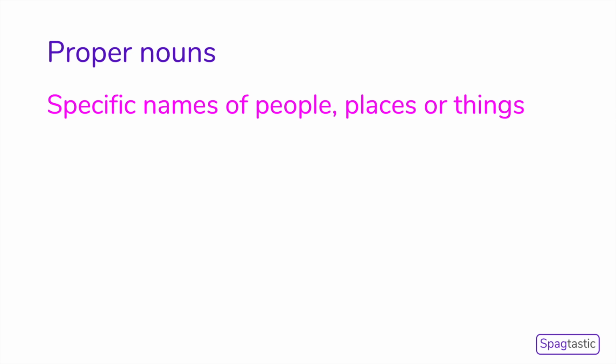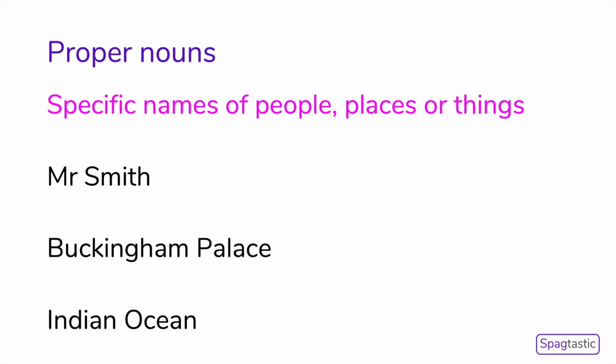Proper nouns are the specific names for people, places or objects. For example, Mr. Smith, Buckingham Palace or Indian Ocean. Proper nouns always begin with a capital letter.